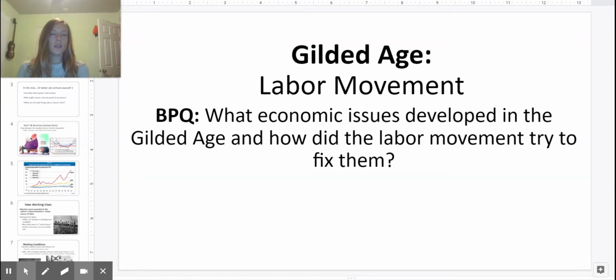Hi. So today we're going to go further into the Gilded Age, and we are going to look at some of the consequences of that laissez-faire economy that was happening. And so we're going to take a look at what is called the labor movement. And the question we're going to answer is, what economic issues developed in the Gilded Age, and how did the labor movement try to fix them?